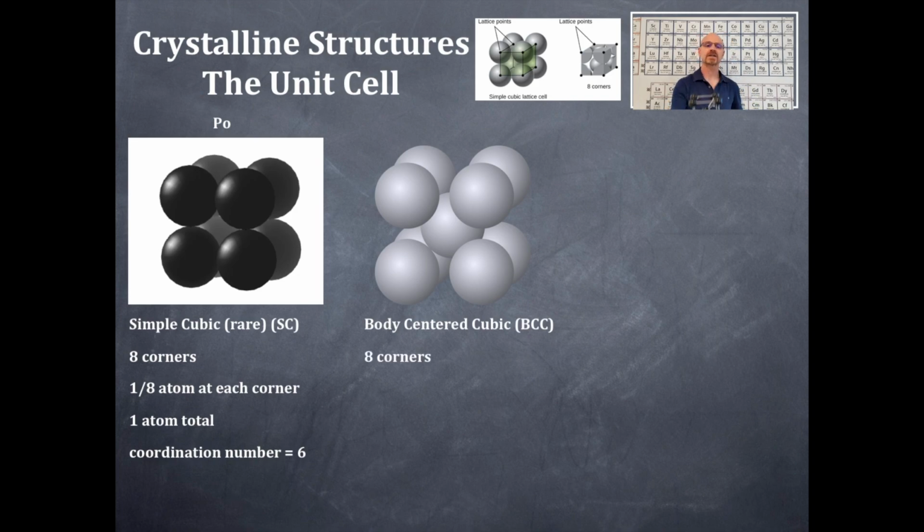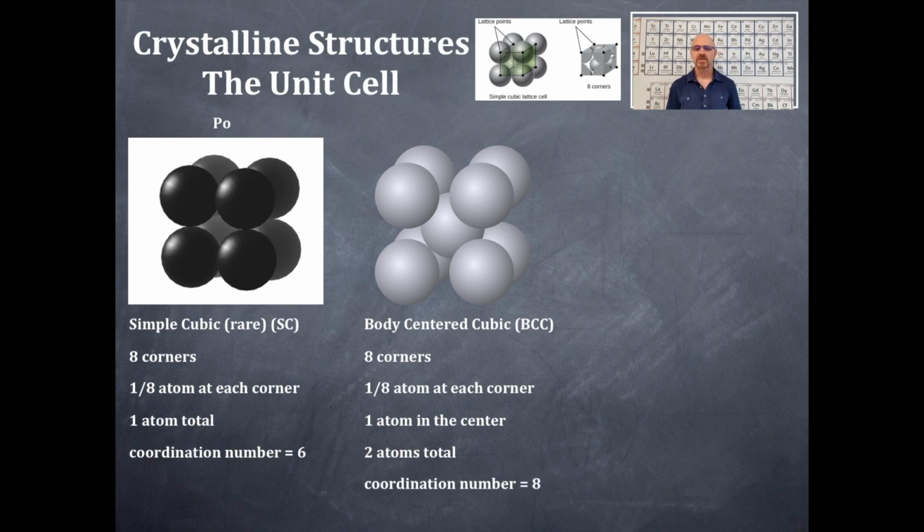There are 8 corners, just like on the simple cubic, and there's 1/8 of an atom at each corner. There's 1 atom in the center and 1 atom in total from the corners, so that would be 2 atoms total as the whole. The coordination number is 8 on this one. The elements which do this are iron, chromium, sodium, vanadium, tungsten, a number of elements which have this body-centered cubic type structure.